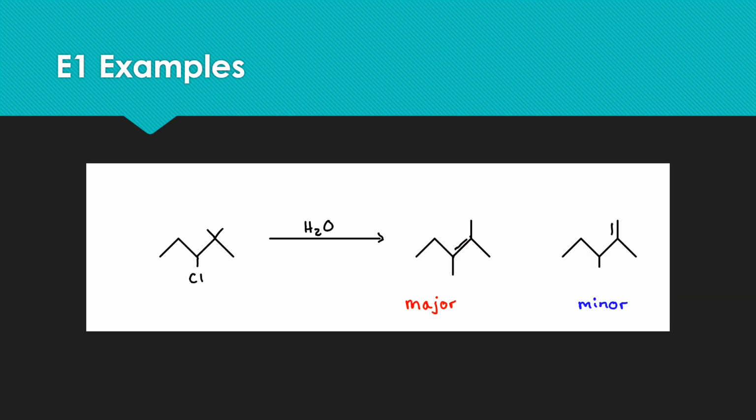We will also get two products out of this reaction. We will get a major and a minor product. The reason for the major product being the major is that it's double bonded between two tertiary carbons, as opposed to a tertiary and a methyl carbon on the top.